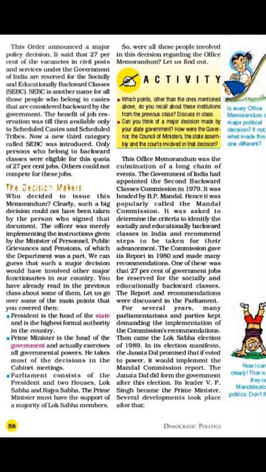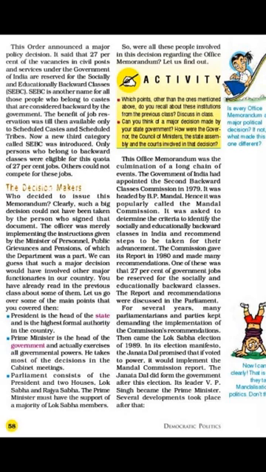Clearly, such a big decision could not have been taken by the person who signed that document. So it is not that the Chief Secretary has taken this decision. The officer was merely implementing the instructions given by the Minister of Personnel, Public Grievances and Pensions, of which the department was a part. The officer was just implementing the decision, but who has taken that decision?